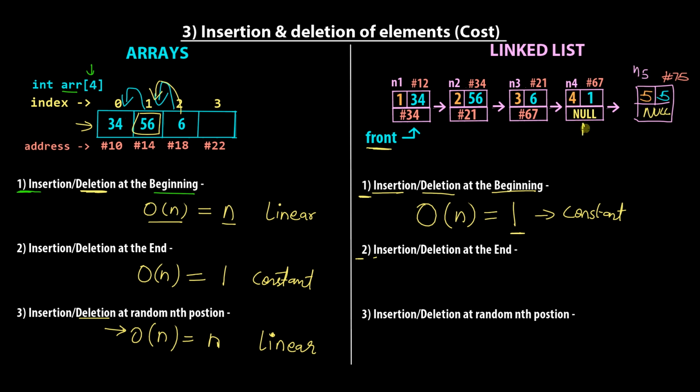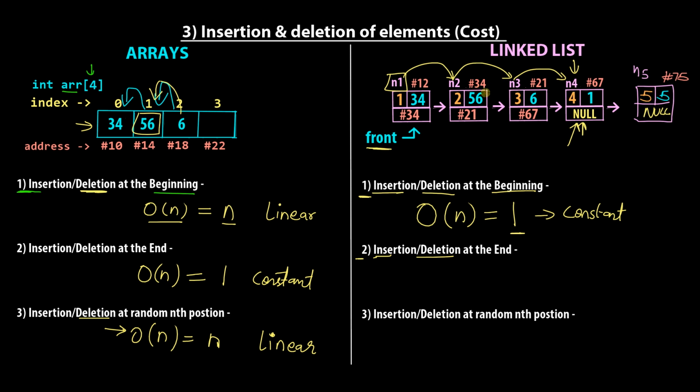n4 currently has null over here, but when you want to insert or delete at the end, let's talk about insert first, we will have to traverse till the end using the front pointer. So the front pointer right now is pointing to n1. You'll have to go over here, then over here, then over here, and when you reach the end, the last node obviously will have null in its next pointer. So that's where you stop the looping and you determine that now you're at the end. But you can see you require 4 iterations because we had 4 nodes.